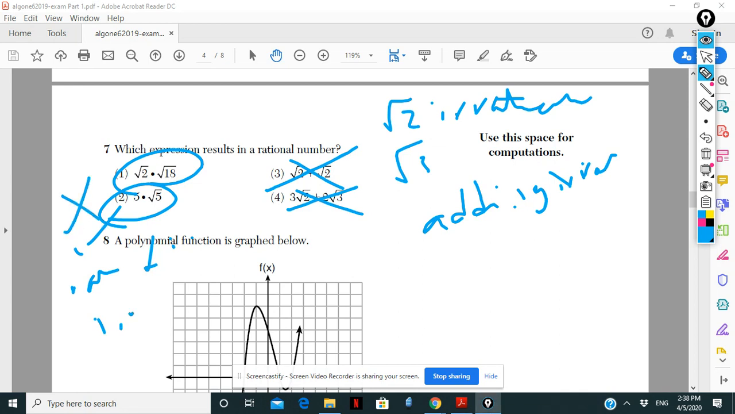So that one is incorrect. This is going to be the correct answer. Why? Because I'm going to multiply 2 times 18 is 36. When I take the square root, it's giving me 6, which is a rational number. So the answer is number 1.